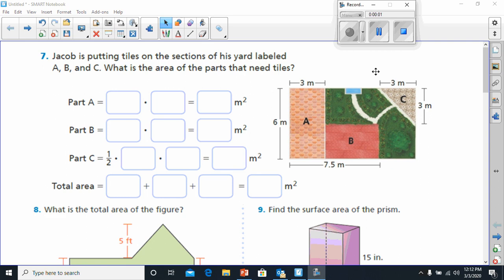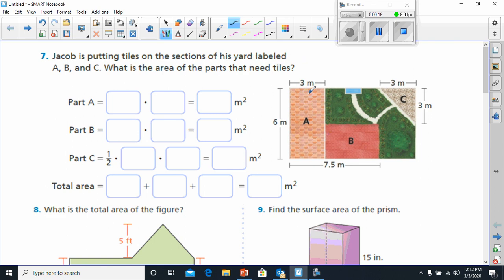All right, everybody, tonight we're going to be doing solving problems involving surfaces. We're going to start with number 7, which I will do. It says Jacob is putting tiles on the section of his yard labeled A, B, and C. What is the area of the parts that need tiles?